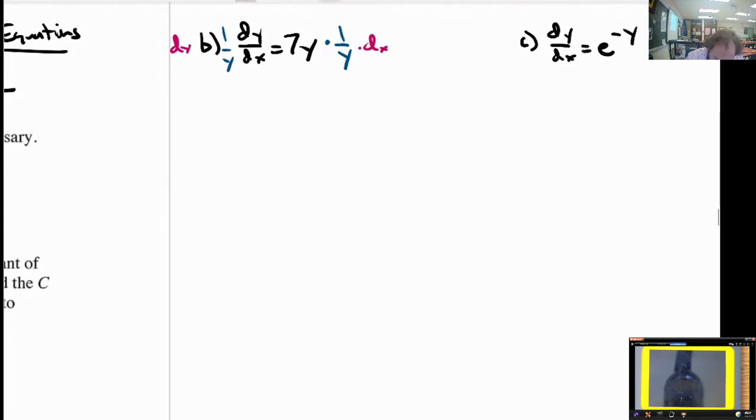And what that will do is it'll write the equation a little differently. How about 1 over y times dy equals 7 dx? It's just 7 times dx. And now that we have the variables on separate sides, what we're going to do is take the integral of both sides. One of those integrals is with respect to y, and the other one is with respect to x. The integral of 1 over y is the natural log of the absolute value of y. And the integral of 7 with respect to x is going to be 7x plus C.